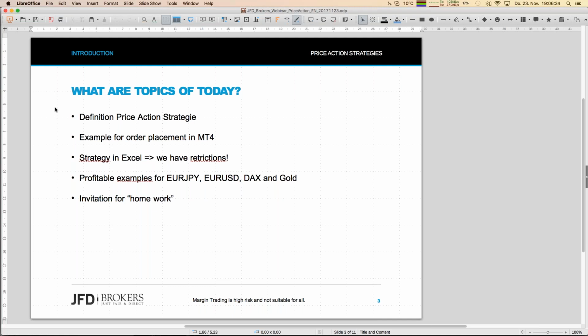Therefore, I do my own definition here, so that we have a common language in order to describe that kind of strategy. I will visualize exactly that kind of order placement in MT4 so that everybody knows exactly what I'm talking about.